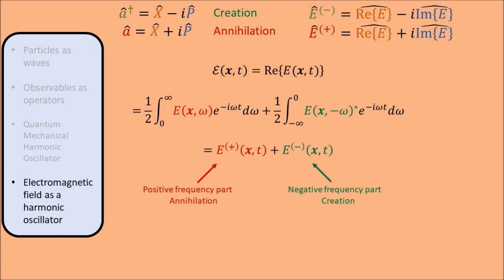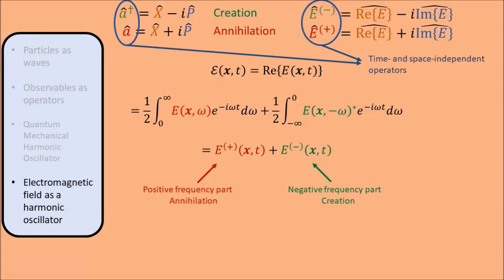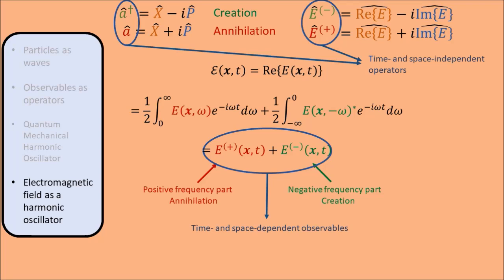We can then associate the positive frequency part, which contains the complex amplitudes E, with an annihilation operator, and we can associate the negative frequency part, which contains E conjugate, with the creation operator. Note the creation and annihilation operators we found previously were time independent, whereas these new field operators depend on position and time. To treat this in further detail, one would have to turn to quantum field theory, but that's beyond the scope of the current introduction. Also note that in this discussion we have for simplicity ignored polarization and the magnetic field.